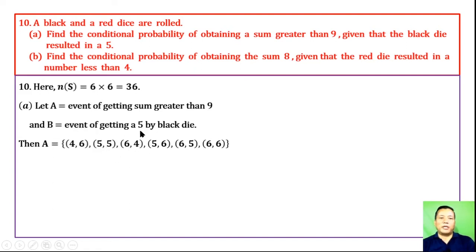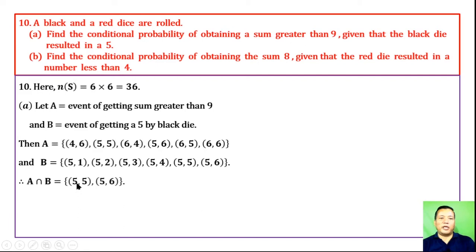B is the event of getting a 5 on the black die, so B has outcomes 5 1, 5 2, 5 3, 5 4, 5 5, 5 6. In the intersection, 5 5 and 5 6 are common. Therefore P of A given B is P of A intersection B by P of B. P of A intersection B is 2 by 36 and P of B is 6 by 36, which calculates to 1 by 3.